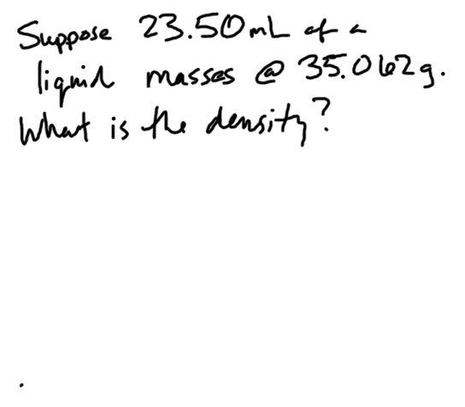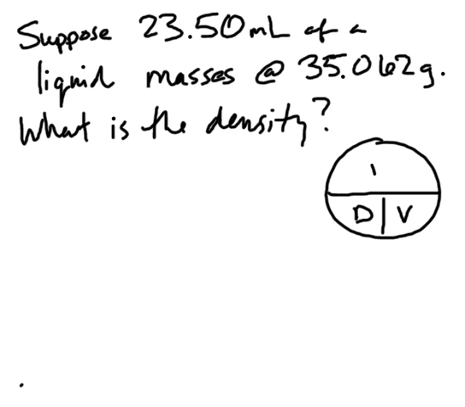Okay, so suppose we have 23.50 milliliters of a liquid, and it masses at 35.062 grams. Okay, calculate the density. So first thing I'm going to do, I'm going to draw my little circle: density, volume, mass. Okay, and in this case, I'm solving for density, so I would cancel that out, and I end up with mass over volume. So when I rewrite this, it's simply going to be one division problem.